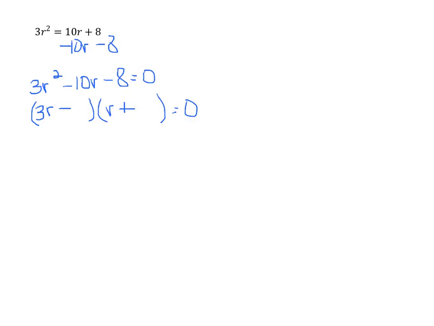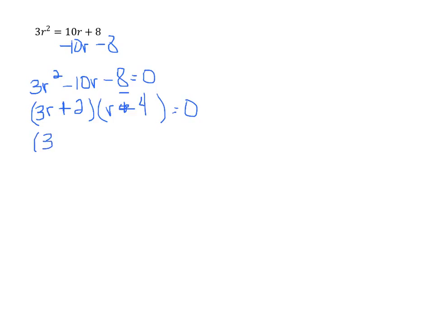What if I switched them around? What if I made this a 4 and that a 2? Well, that's 12r minus 2r, which is negative 10r. That's getting closer. What if I make that a plus and this a minus? That'd be negative 12r plus 2r. That's my negative 10r. So that's how I will work through something like this.